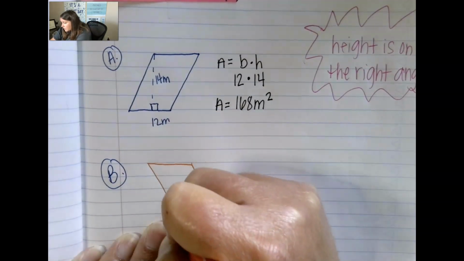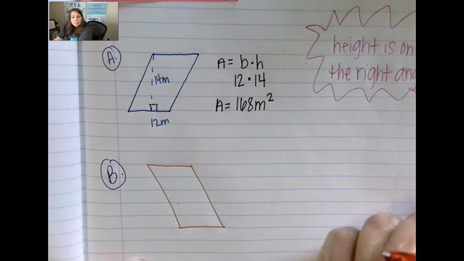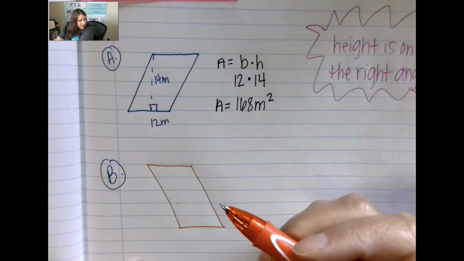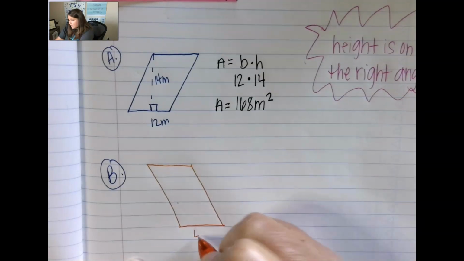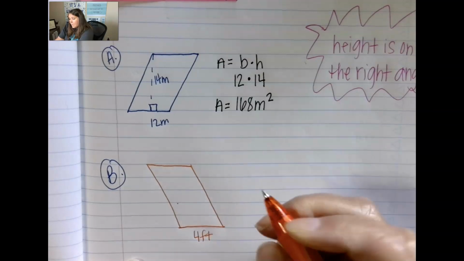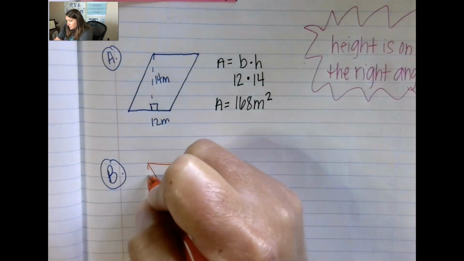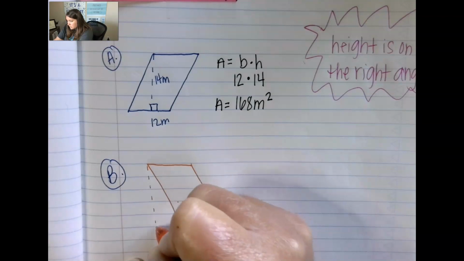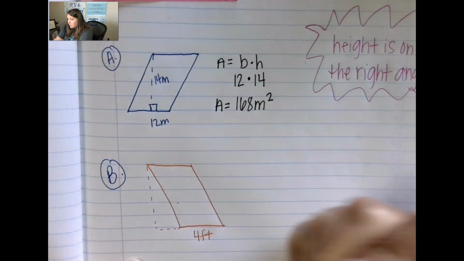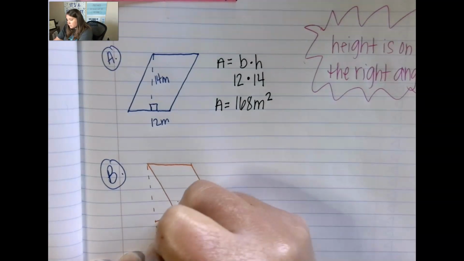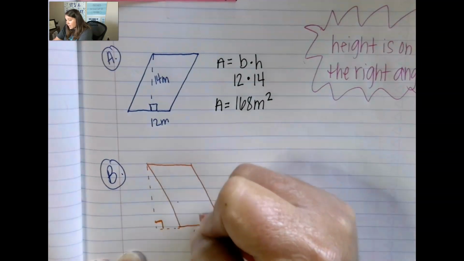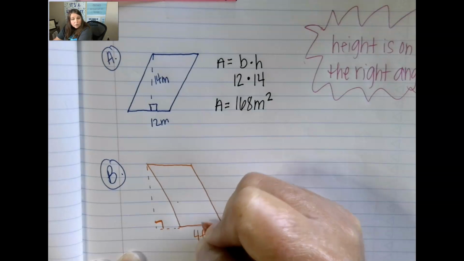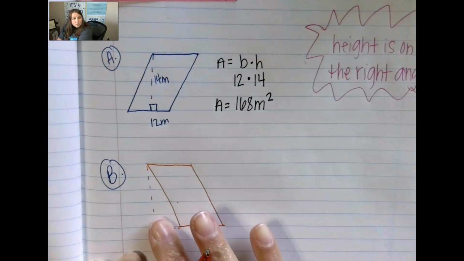And on this one, they're going to tell you that the base is 4 feet and the height is over here. Now, this height is really still right here. It's on the right angle. They've just shifted it outside.